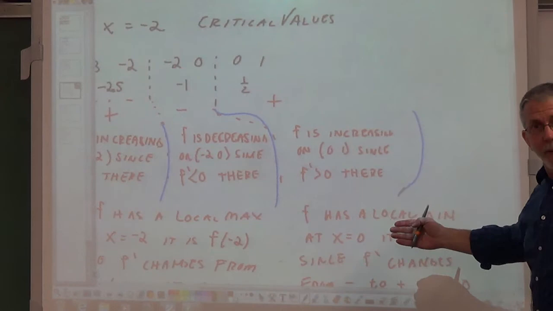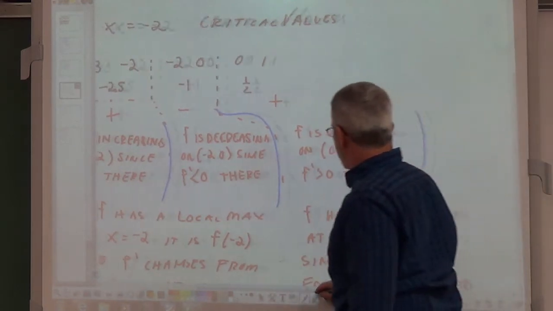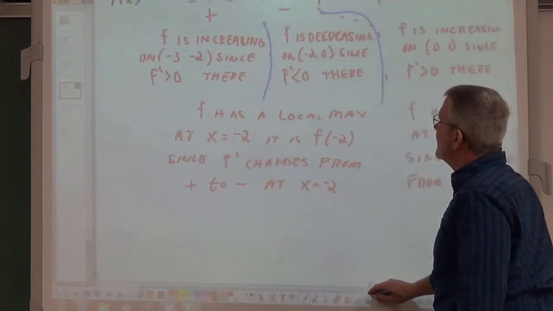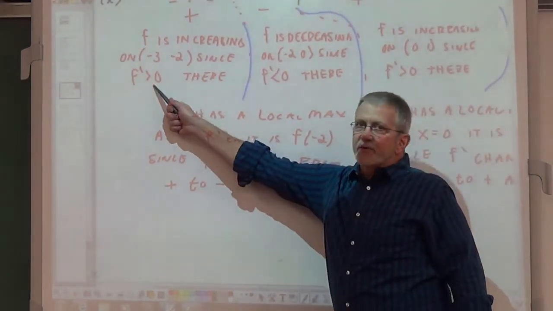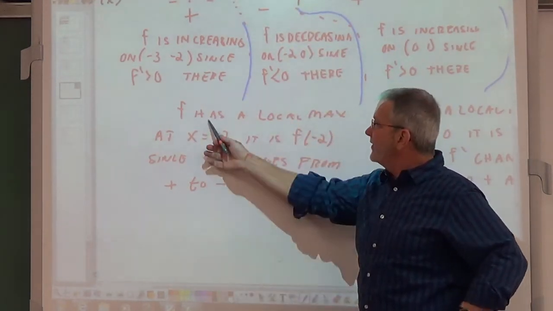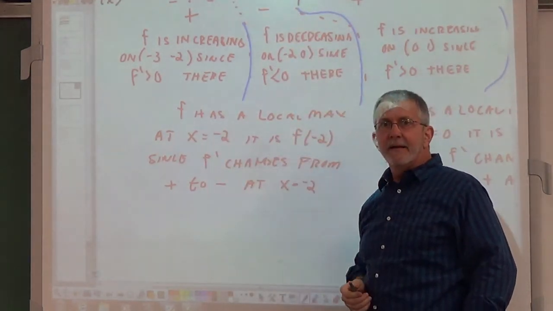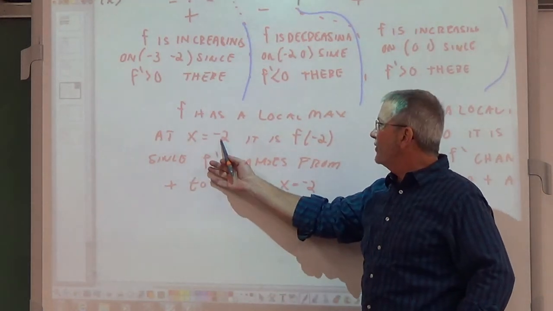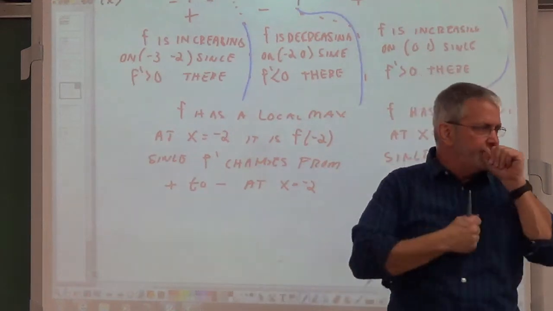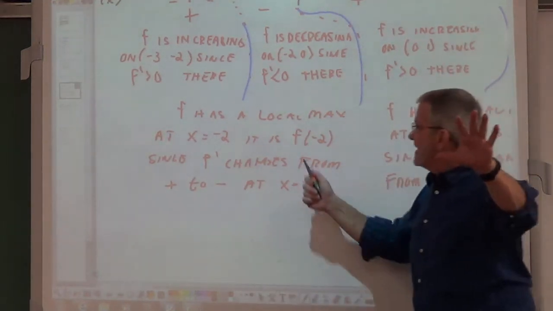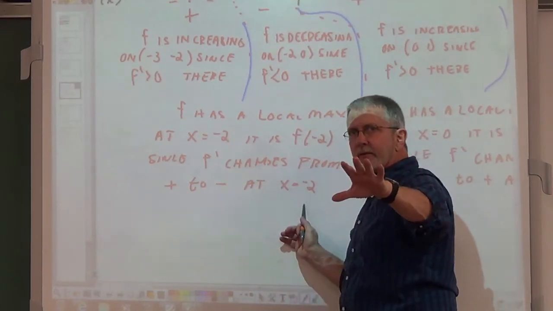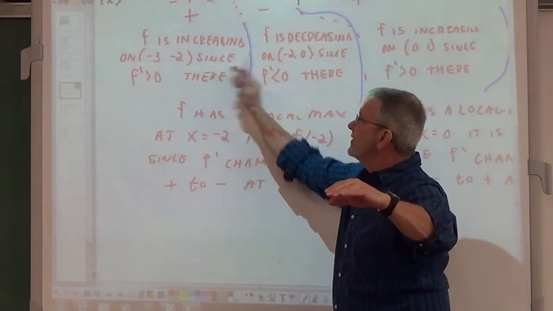And now what can I say? And this is where I want to go with this. Since f prime goes from positive to negative at negative 2, what does that tell us? That tells us that f has a local max. F has a local max at x equals negative 2. What is that local max? That local max is f at negative 2, since f prime changes from positive to negative at negative 2. This is the first derivative test right here.